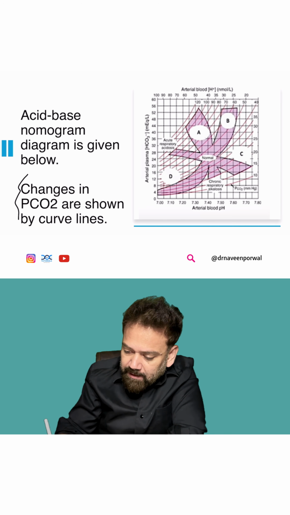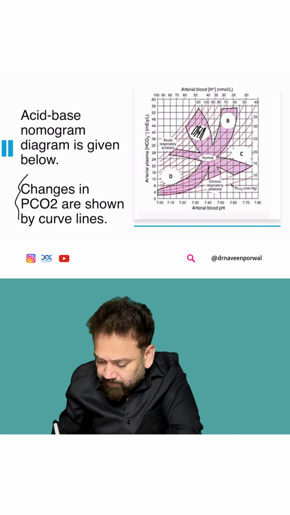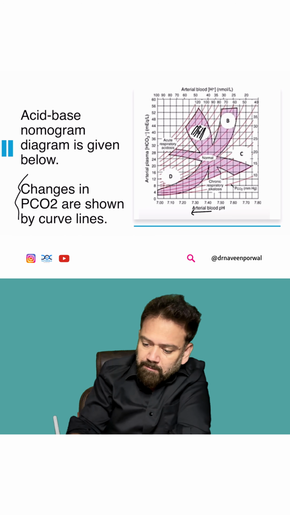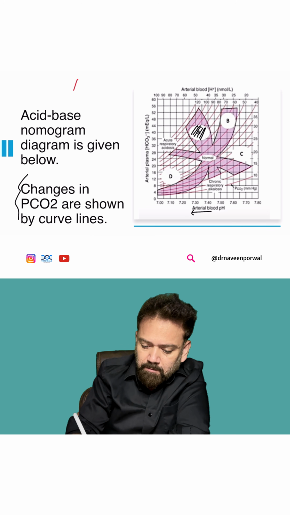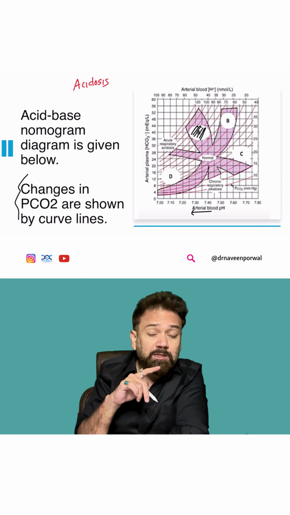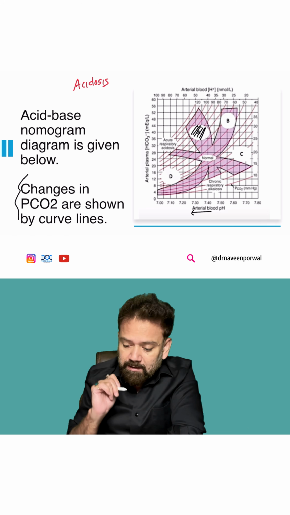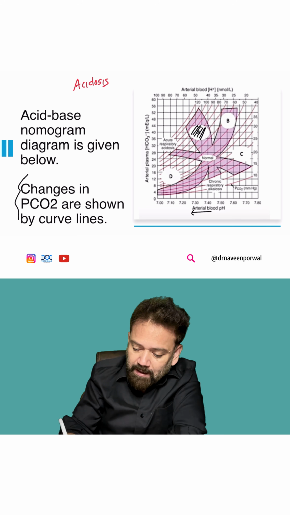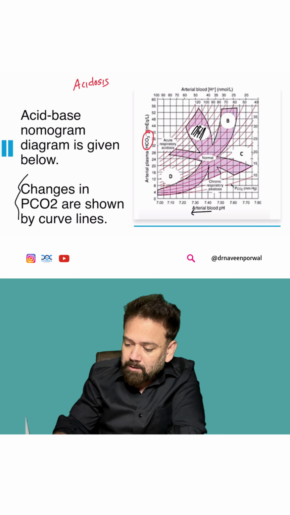See, if you see area A, pH is less than 7.4. So number one, write down acidosis. The first thing you have to notice is pH. So pH is 7.3 for area A. It is acidosis. Now which acidosis? Metabolic or respiratory? For that you have to look at bicarbonate and carbon dioxide.